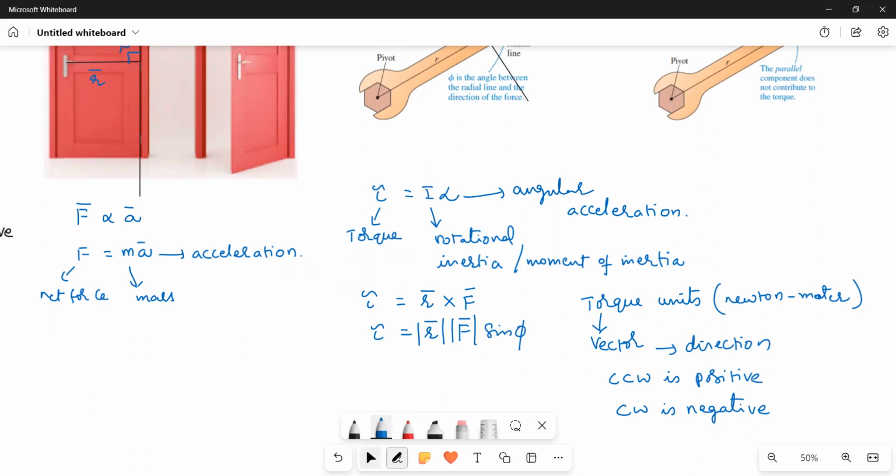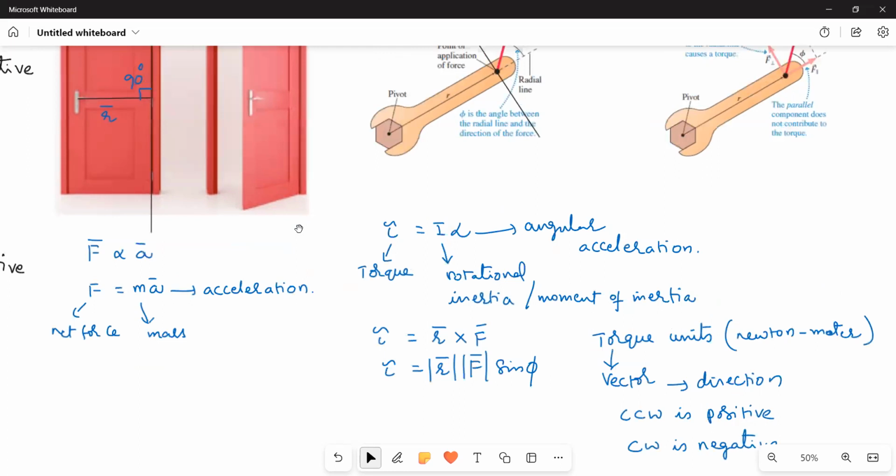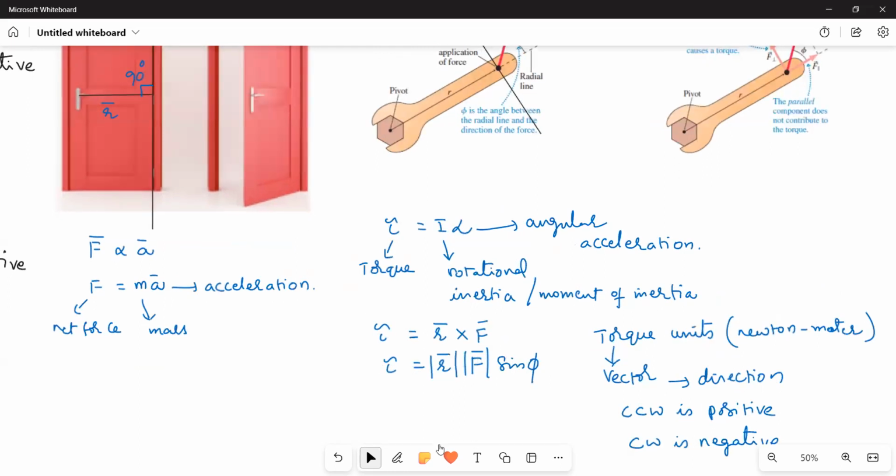Now let us see how it works. The torque depends on three factors. One, the amount of force, the magnitude of the force. The second one is the distance between the point of application of force and the axis of rotation. The farther the point of application of force from the axis of rotation, the higher the torque. And the higher the amount of force, the higher the torque. The third one is the angle between R bar and F bar.